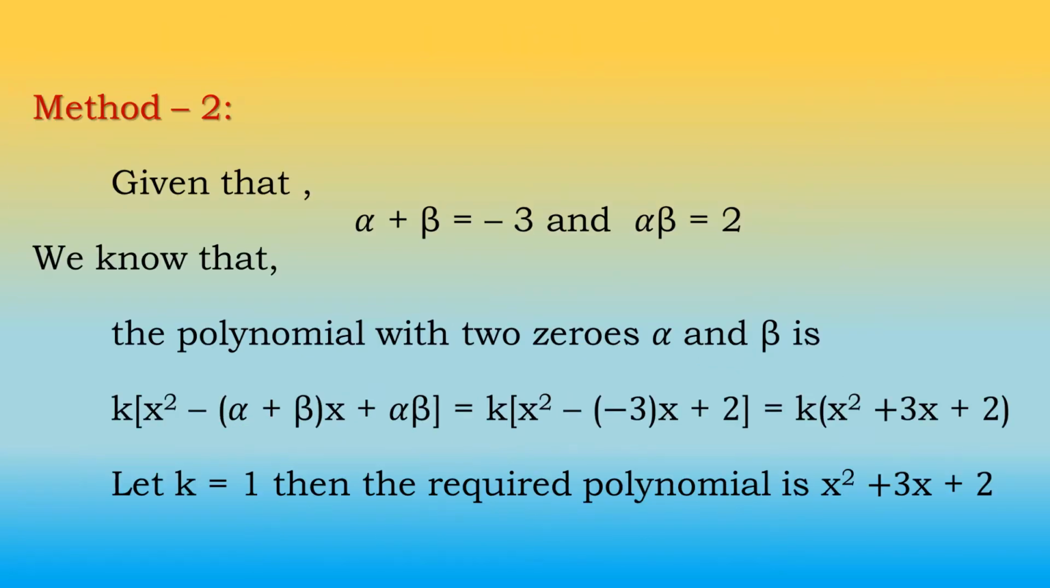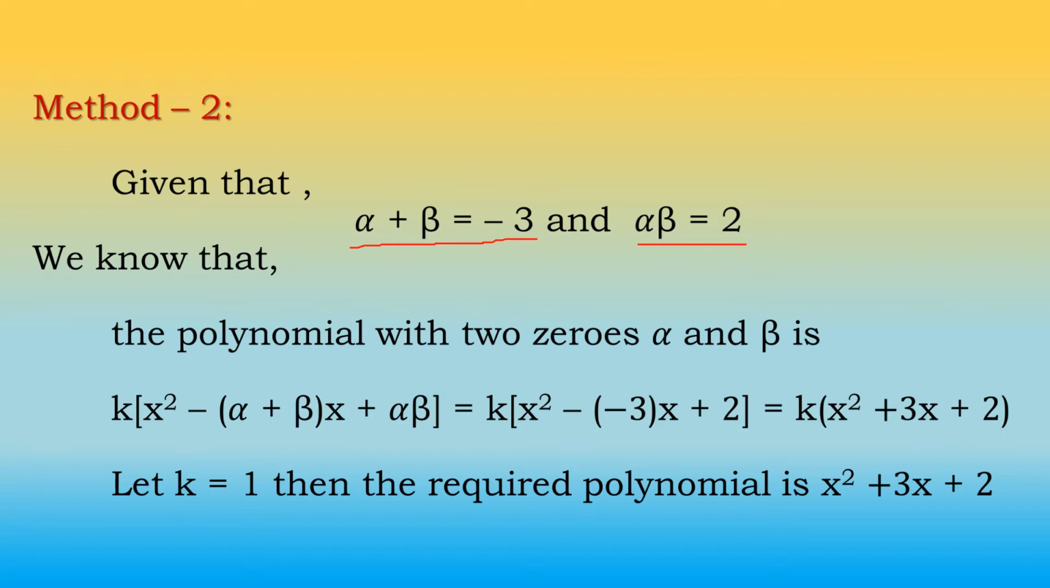Here we have method 2. Just now we have seen method 1, how to find the required quadratic polynomial. Now method 2: what is given in the problem? The sum of the zeros, alpha plus beta, is given as minus 3, and the product of the zeros, alpha into beta, is given as 2. Now using this information, we are going to find a quadratic polynomial.